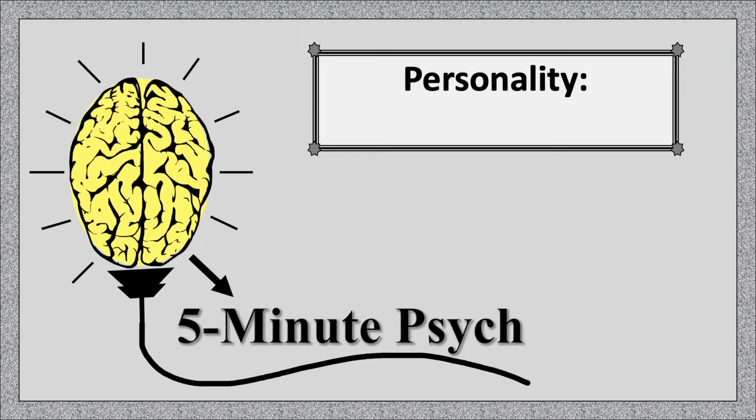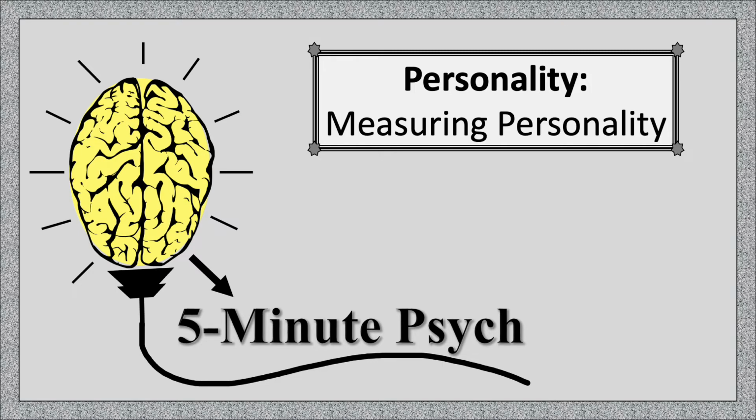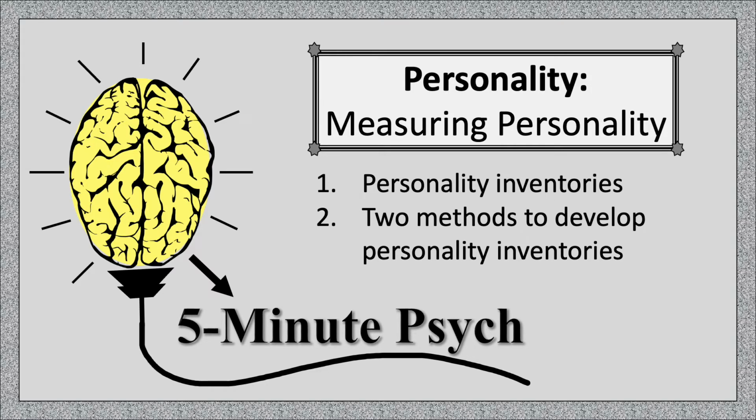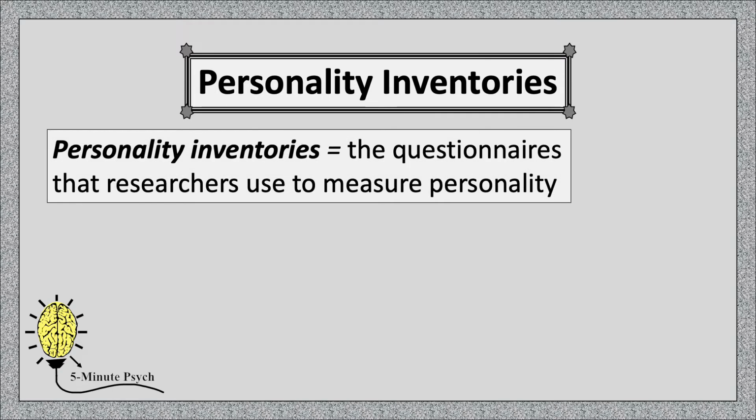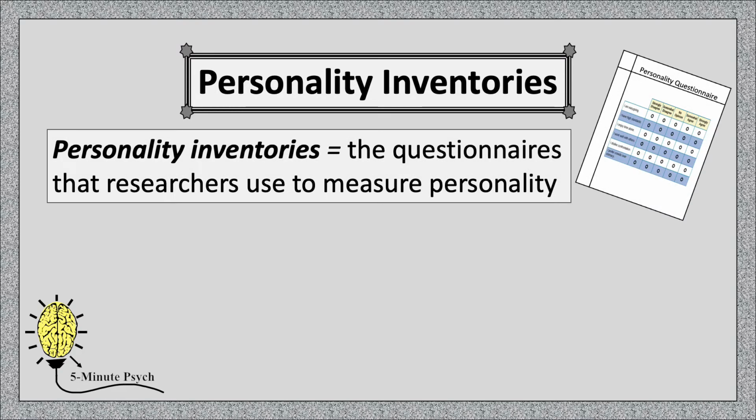In this 5-minute segment, we'll explore measuring personality by first discussing personality inventories, the main tool that personality researchers use to assess personality. Then we'll examine two different methods used to develop items on personality inventories, and we'll consider specific personality tests as an example of each. Finally, we'll look at a different type of personality test, projective tests, and we'll end by looking at a few examples of projective tests.